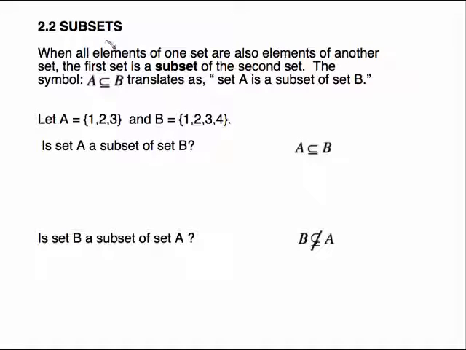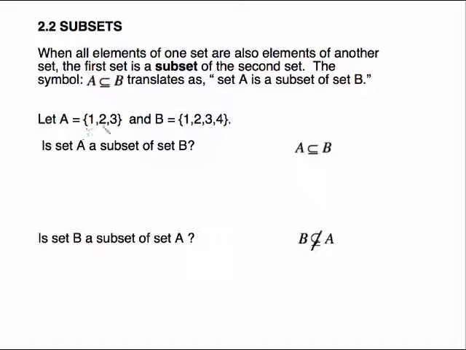Section 2.2 is about subsets. When all elements of one set are also elements of another set, the first set is called a subset of the second set. The symbol A with this kind of flattened out C bar underneath translates as set A is a subset of set B. So subset just means it's a smaller set that's a portion of the bigger set.